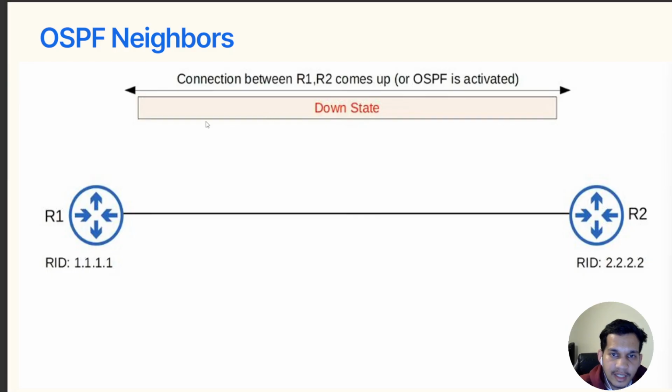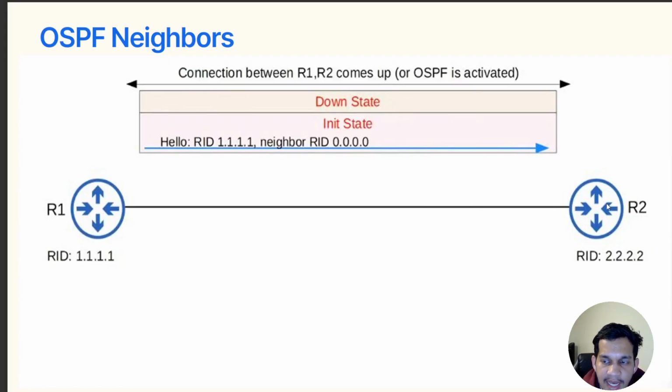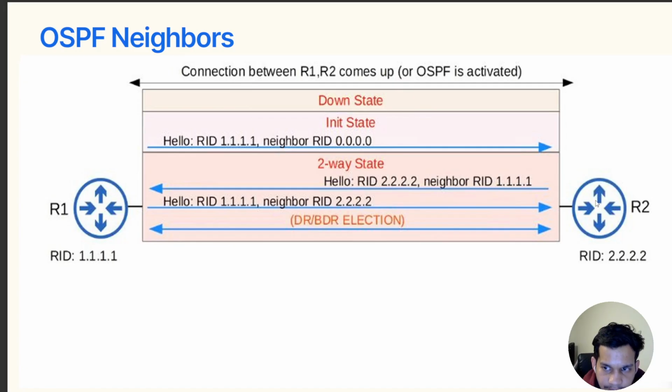First, the down state: router 1 sends its router ID to R2. Init state: R2 has received router 1's RID. Two-way state: router 2 sends R1 its router ID, and then sends another message to R2 updating router 2's ID in it. Then the designated router or backup designated router election takes place.